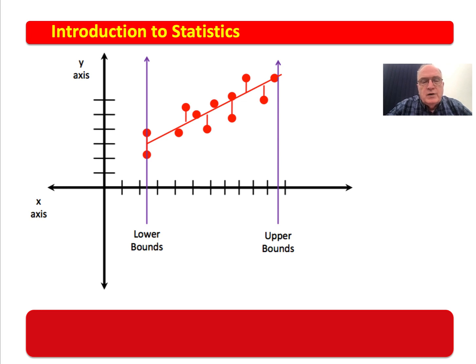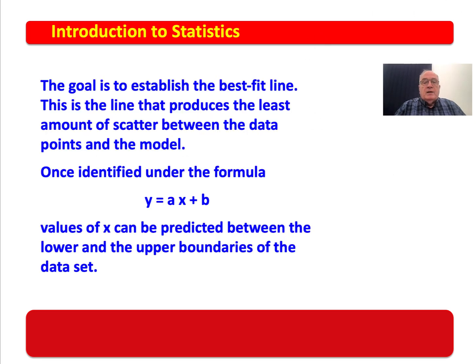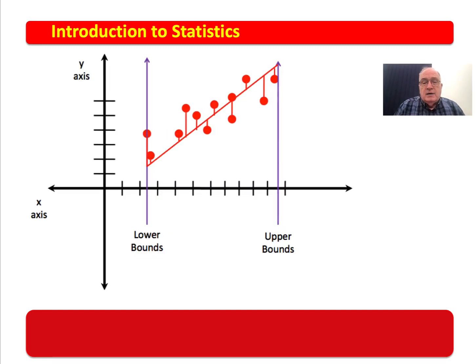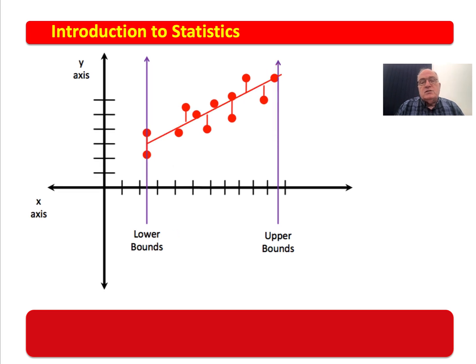And we want to come up with it under the formula where we know y equals ax plus b. We need to find a, which is the slope of the line, and b, which is where it crosses the y-axis. The goal is to establish the best fit line. This is the line that produces the least amount of scatter between the data points and our model line. Again, this line is a bad fit, this is a better fit, but this is the best fit. This line gives us the least scatter from the data points.